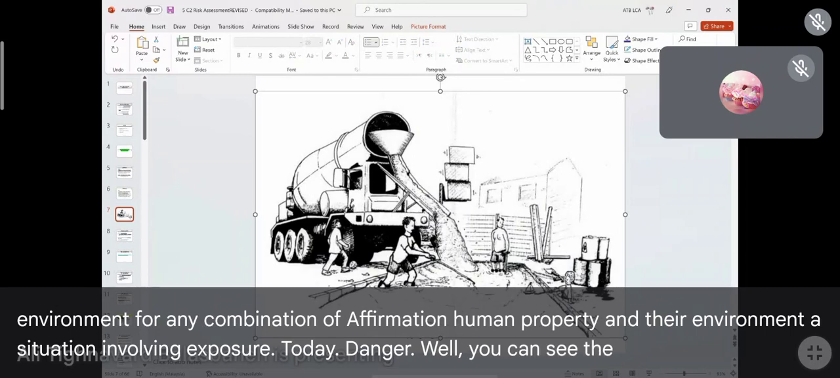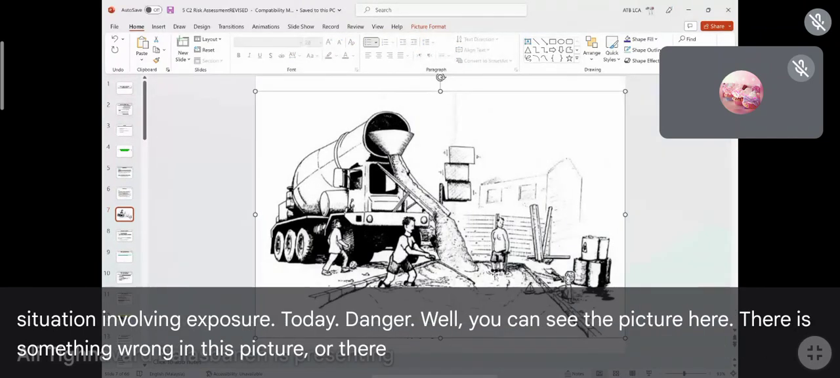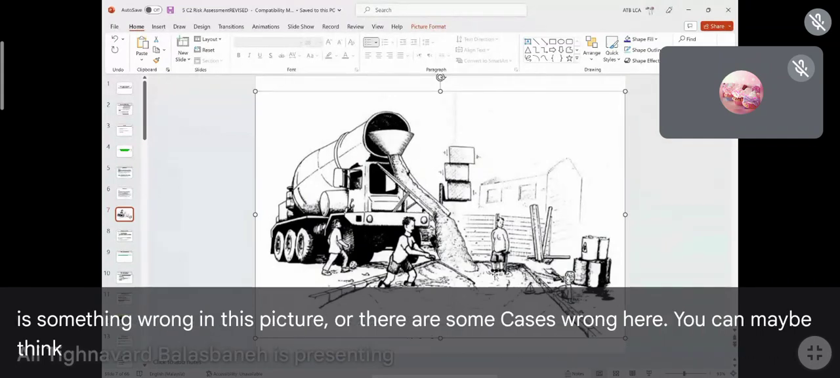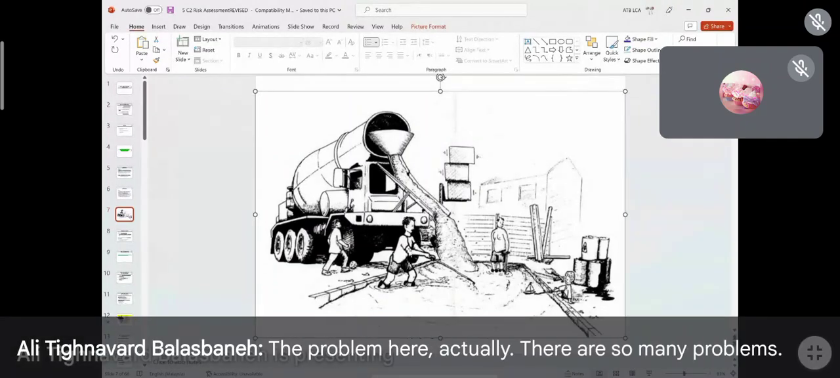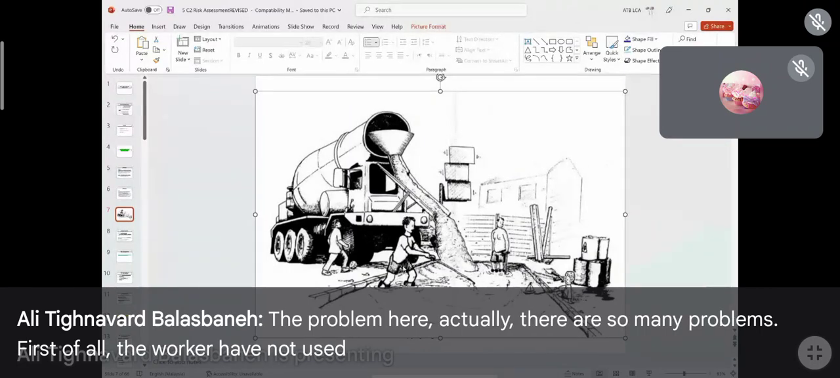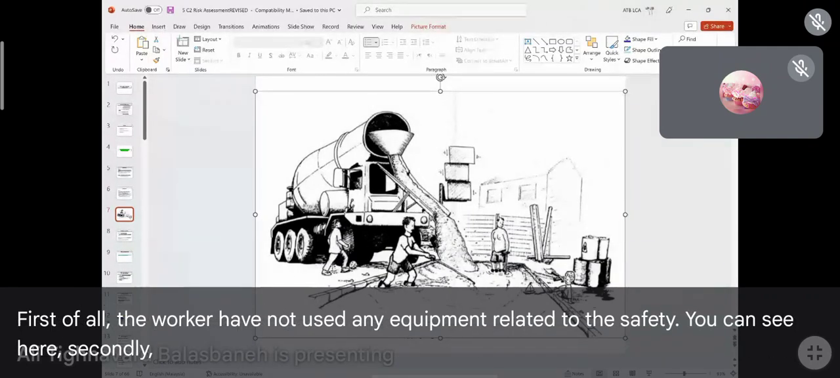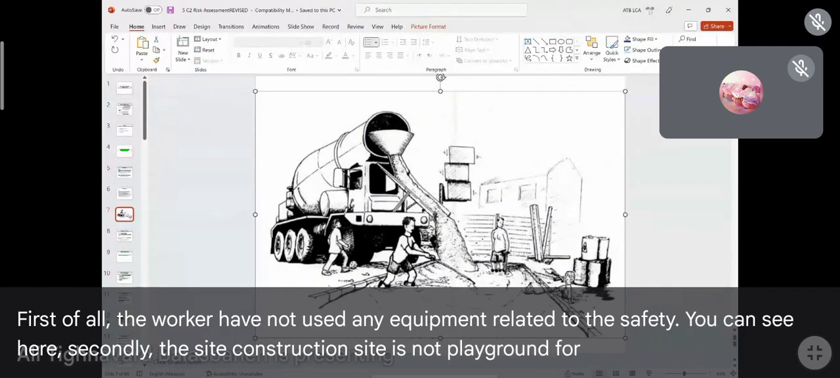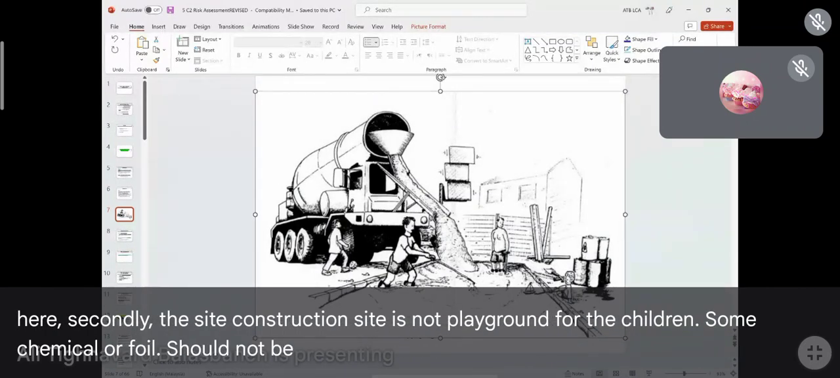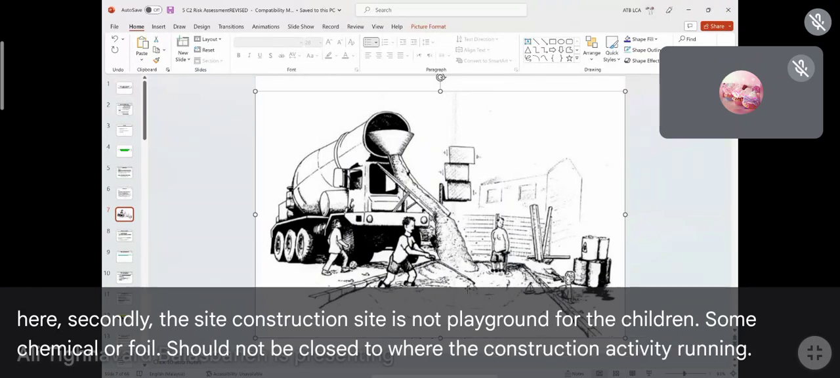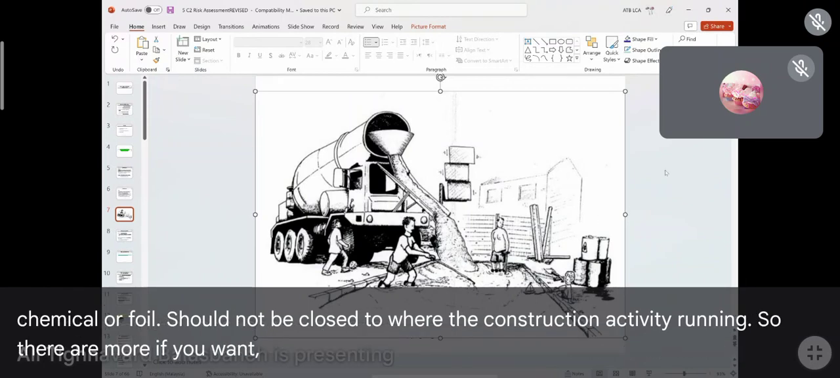Well, you can see the picture here. There is something wrong in this picture, or there are some things wrong here. You can maybe think first. The problem here, actually, there are so many problems. First of all, the worker has not used any safety equipment. Secondly, a construction site is not a playground for children. Some chemicals or oil should not be close to where the construction activity is running. So there are more, if you are focused, you can find them.